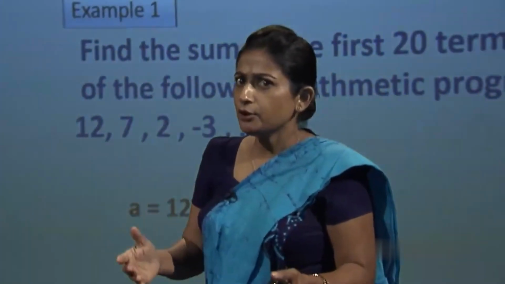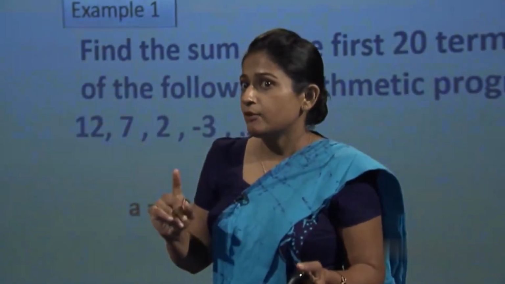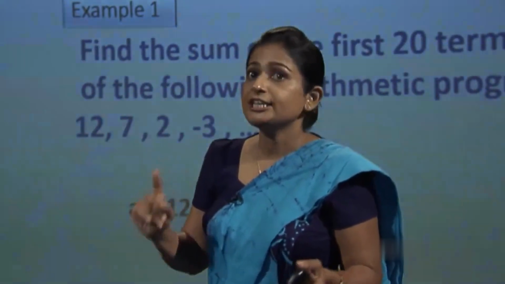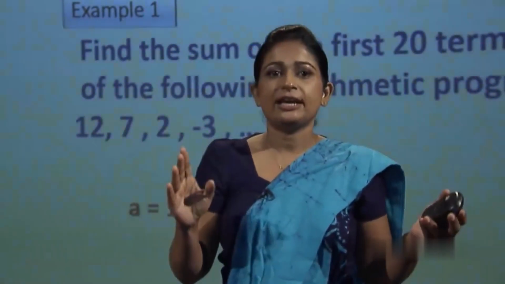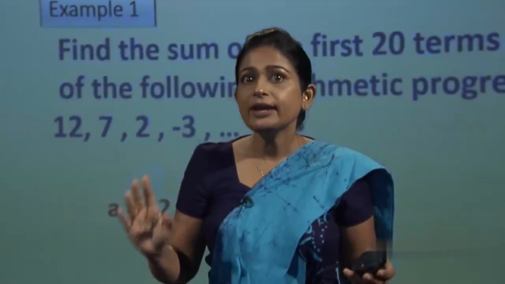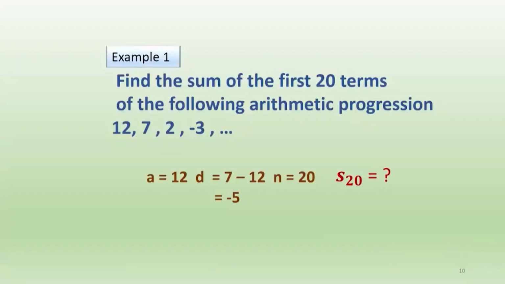So, what is the thing we are going to find here? The sum of the first 20 terms, that means S20. You got it? S20. Okay, let's do that. Then we think, how do you do that? We know we have 2 formulae. Among those 2 formulae, we have to use one formula.